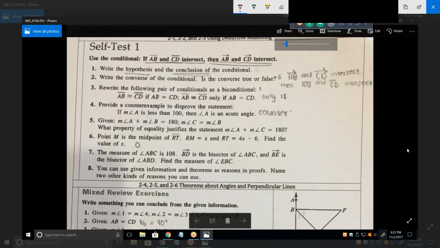So what's the hypothesis? It's the if AB and CD intersect. Okay, and the conclusion? It's then ray AB and ray CD intersect. Okay. So you got number one. Number two, write the converse of the conditional.